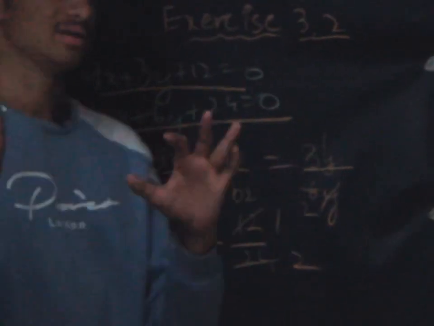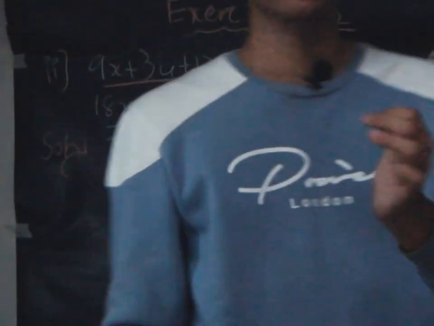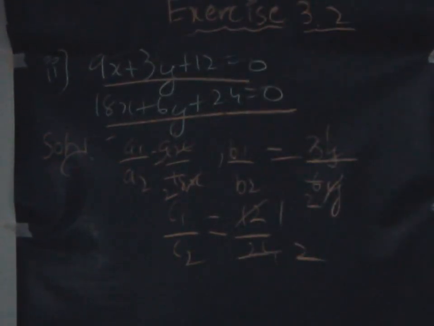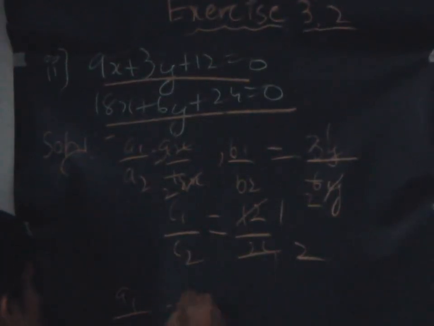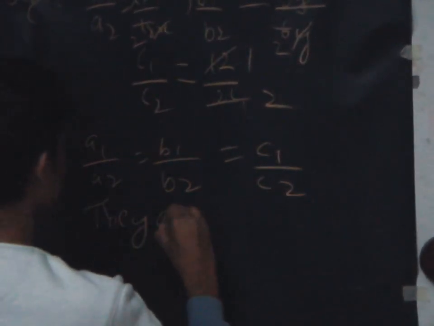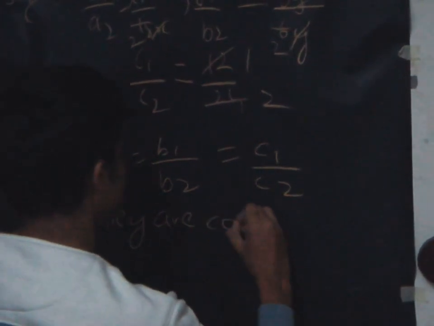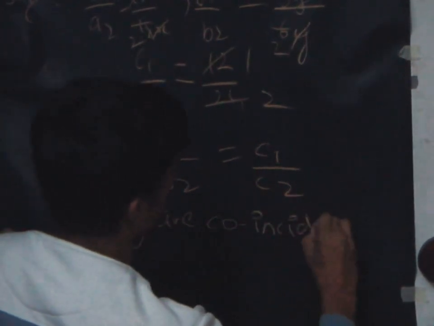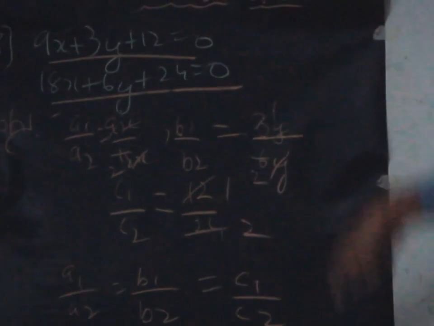So all are equal here. 1 by 2, all are equal here. That is 1 by 2. So here we can conclude that A1 by A2 is equal to B1 by B2 is equal to C1 by C2. If these three are equal, then we can conclude that they are coincident. This will be the answer. They are coincident lines, because they are all equal. So please be assured that this will be the answer.